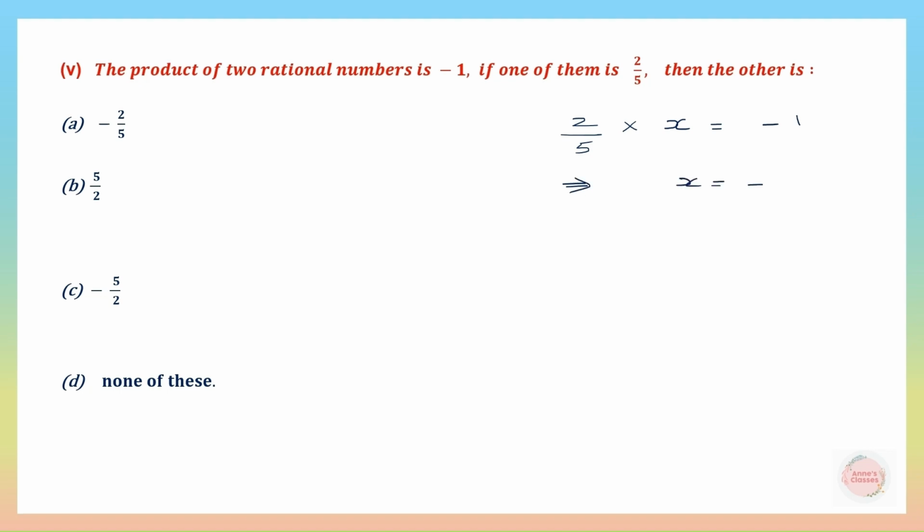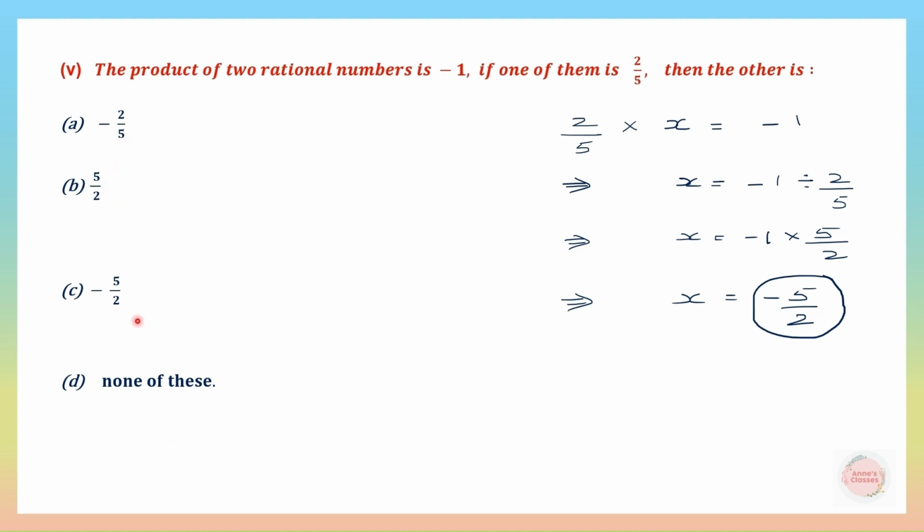To find the value of x, we write -1 as it is. Now we are going to transpose 2 by 5 to the other side. It becomes division, so it is divided by 2 by 5. Now to find the value of x, we say -1 into 5 by 2. So -1 into 5 is -5, and in the denominator we have 2. So what's our answer here? -5 by 2. This is the other number. And which option is that? We have -5 by 2 here, so that is option C.